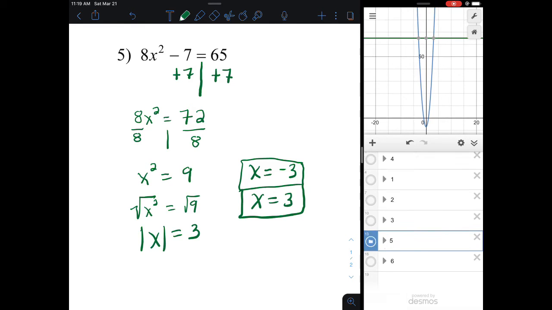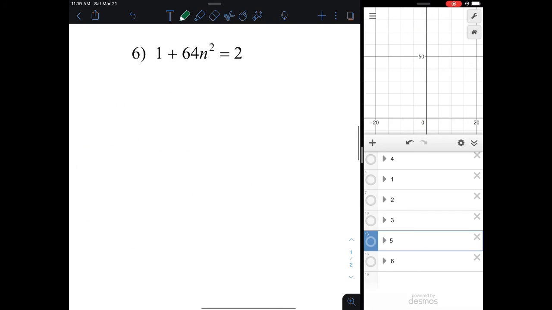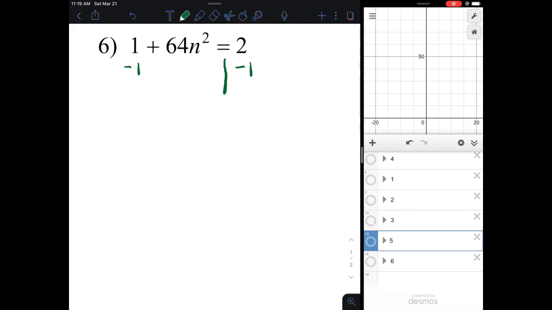All right, last example here. 1 plus 64n squared equals 2. And so we would start to isolate the n squared. I got to move the addition or subtraction first. I'm going to move the 1 to the other side. I'm going to subtract the 1. That's going to give me 64n squared is equal to 1. Now, to isolate the n to the second power, I'm going to divide by 64. Which is going to give me n to the second power is equal to 1 over 64.